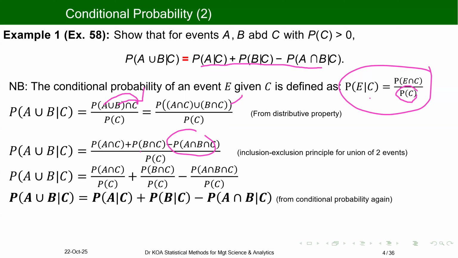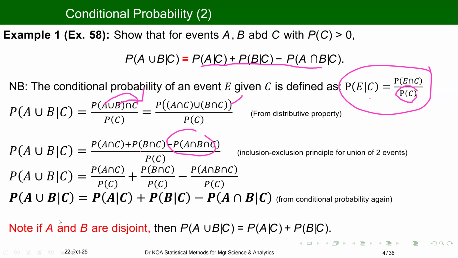Now, if A and B are disjoint, what would have been the answer to this? Doc, there will be no need for the minus part. Yes, the intersection. Exactly. So there wouldn't be any need for the minus part. Okay, let's move on.